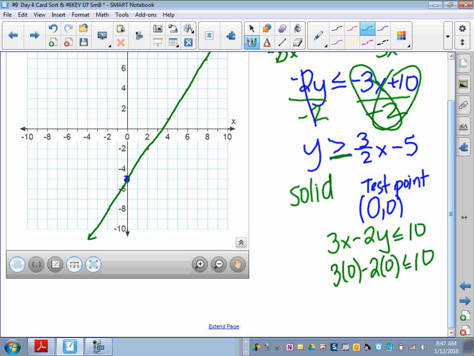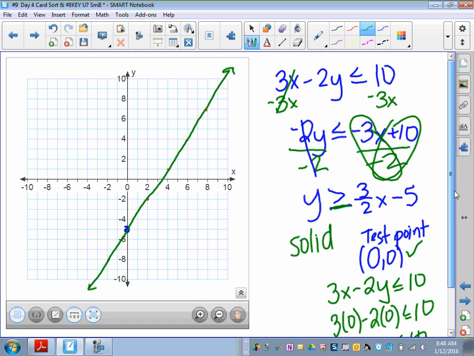What's 3 times 0? And what's 2 times 0? And what is 0 minus 0? And is 0 less than or equal to 10? 0 less than 10? Yeah. If you have 10 cookies and I have 0 cookies, who has less? 0. 0 is indeed less than or equal to 10. So that means that this is a solution. It worked. So we shade that part of our graph.